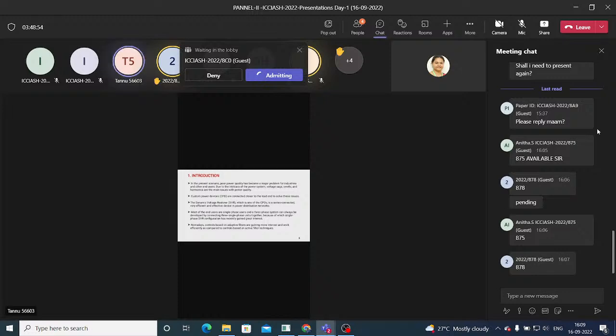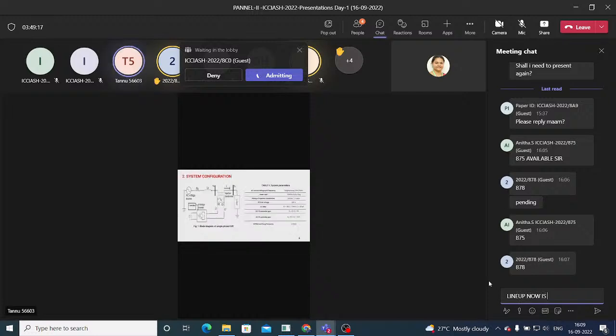Most of the end users are single-phase users, and a three-phase system can always be developed by connecting three single-phase units together, because of which single-phase DVR configuration has recently gained great interest. Nowadays, controls based on adaptive filters are gaining more interest and work efficiently as compared to controls based on active filter techniques. So, system configuration.